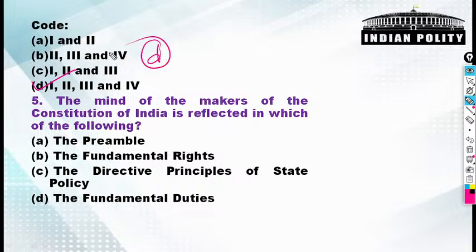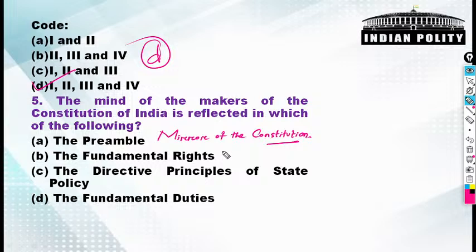Is that clear? The mind of the makers of the Constitution of India is reflected in which of the following? The preamble. Preamble is called the mirror of the Constitution. Why is the preamble called the mirror of the Constitution? Because it reflects the objectives of the Constitution. Why is the Constitution made? Why is the Constitution designed? That is answered by the preamble.